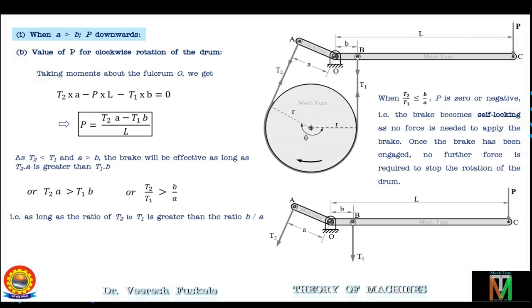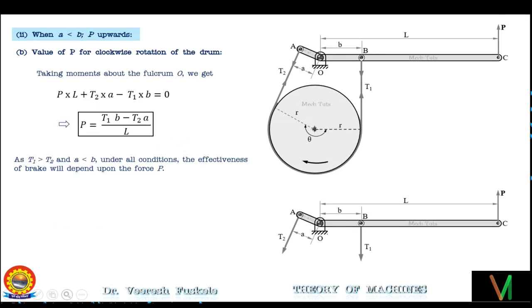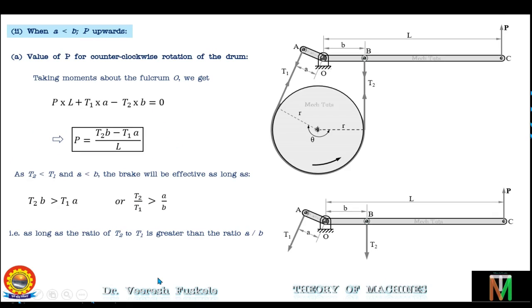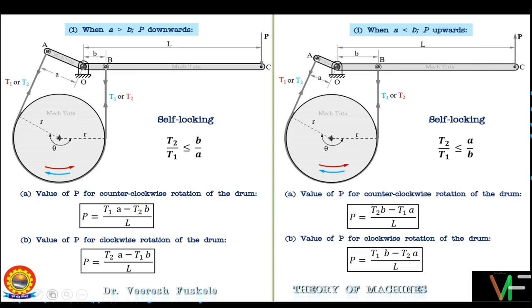In the second part of the lecture, we discussed the configuration of the differential band brake in which the distance A is less than B and the force is applied in the upward direction on the lever. We then derived the equation of the force applied for both clockwise and counterclockwise rotation, and learned about the condition of self-locking in case of counterclockwise rotation of the drum. That is, when A is less than B, the force applied is in the upward direction and the drum is rotating in the counterclockwise direction, then if T2 by T1 is less than A by B, the brake will be a self-locking brake.